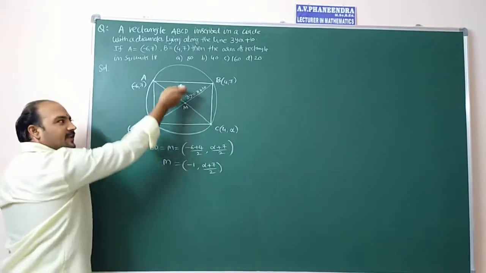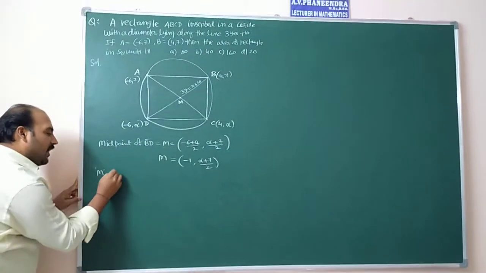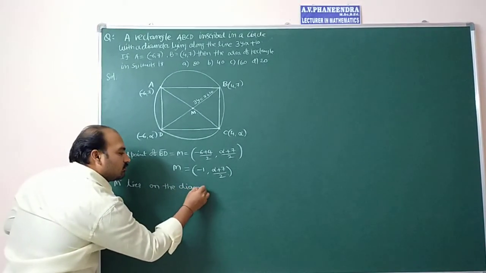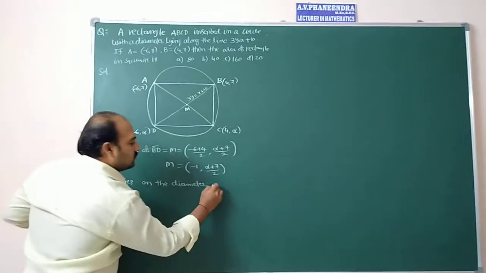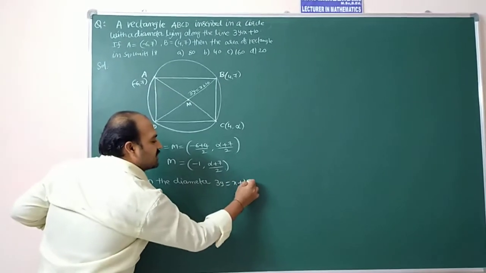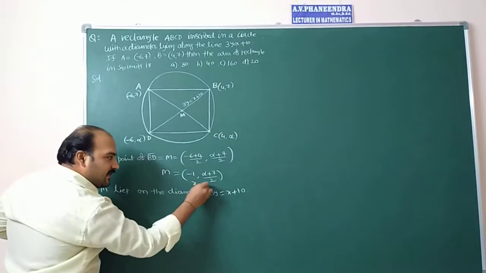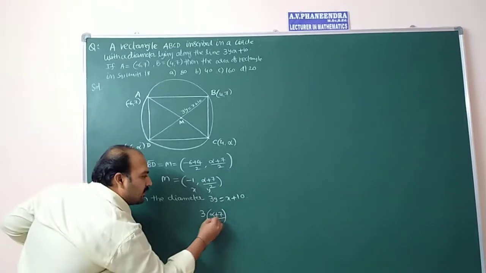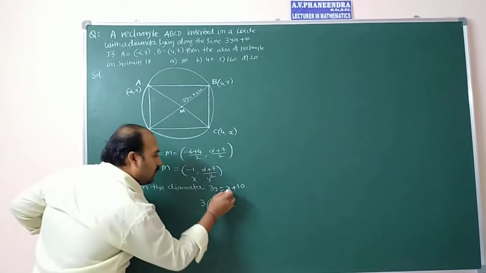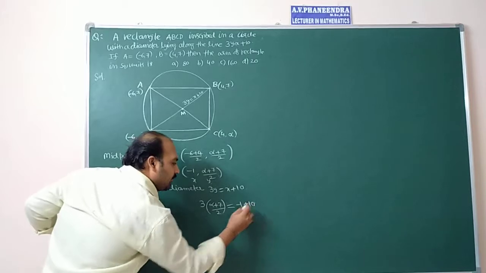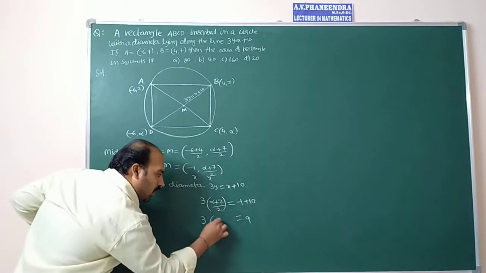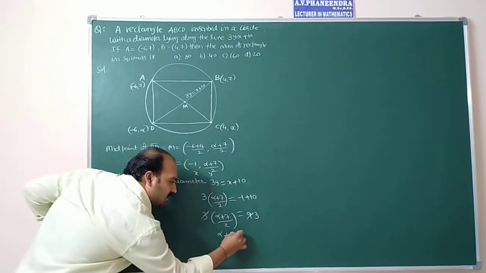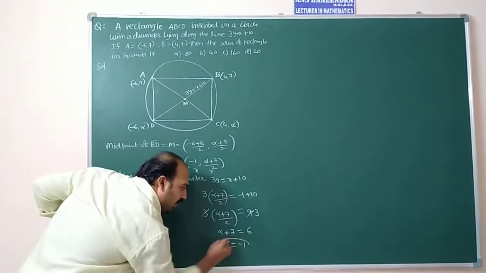The M value lies on this line. M lies on the diameter 3y = x + 10. In place of y and x, substitute: this is the x value, this is the y value. So 3 into (alpha + 7)/2 equals the x value, -1 + 10, which is equal to 9. 3 into (alpha + 7)/2 = 9. The 3s cancel, cross multiply: alpha + 7 = 6. Alpha is equal to -1.